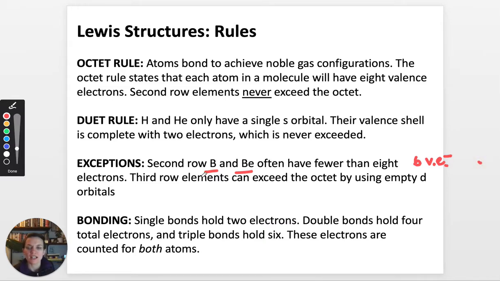And then again, the third row and beyond can exceed the octet rule by using d orbitals. The last thing we want to look at is that a single bond is going to be 2 electrons, but you also have multiple bonds. A double bond represents 4 electrons shared between those 2 species, and a triple bond represents 6 electrons.